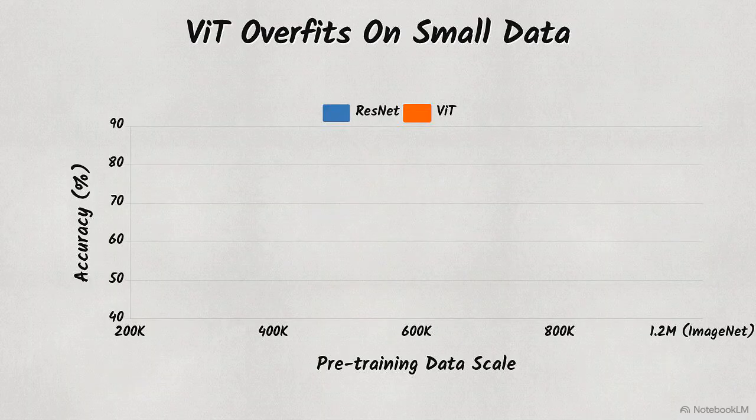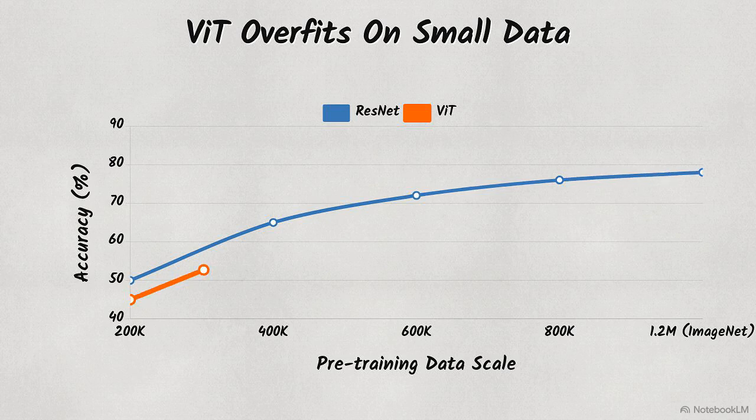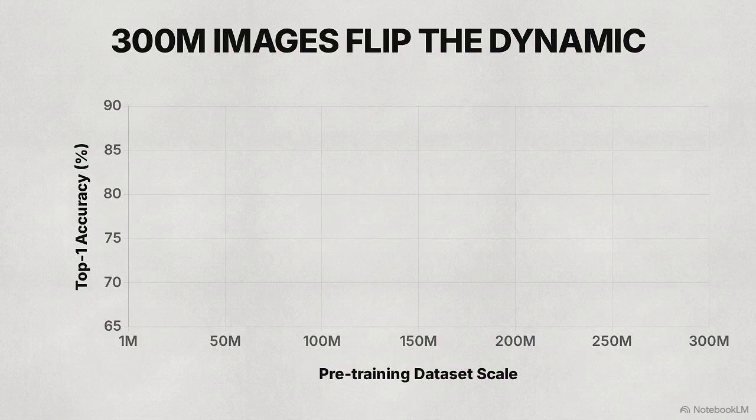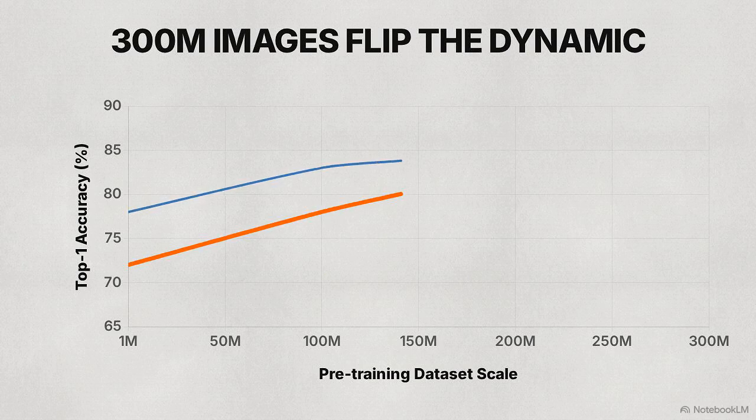This chart highlights the immediate drawback. When tested on standard, relatively small datasets like ImageNet, ViT overfits and crashes below standard ResNets. Without the training wheels of convolutional bias, ViT lacks the inherent structure needed to learn spatial rules from a limited number of examples. Specifically, researchers utilized the internal Google JFT dataset containing 300 million images.